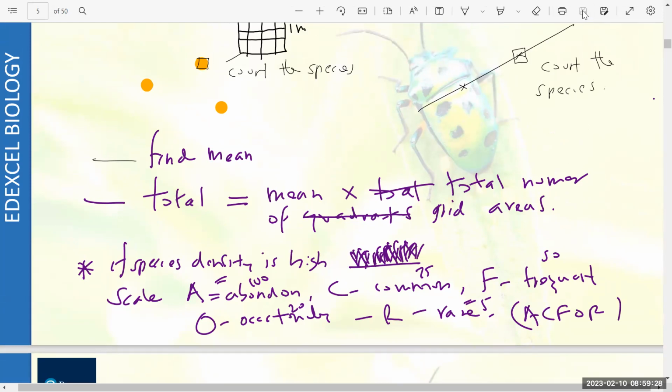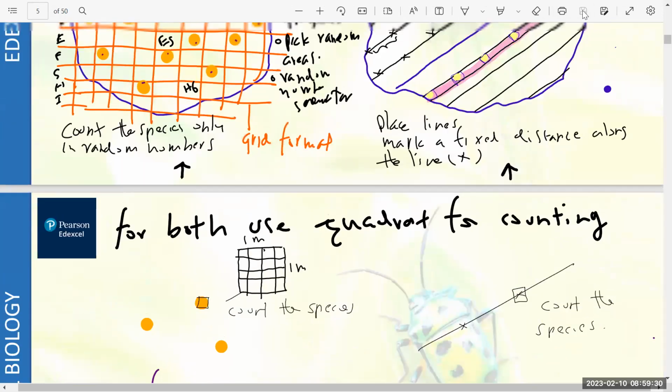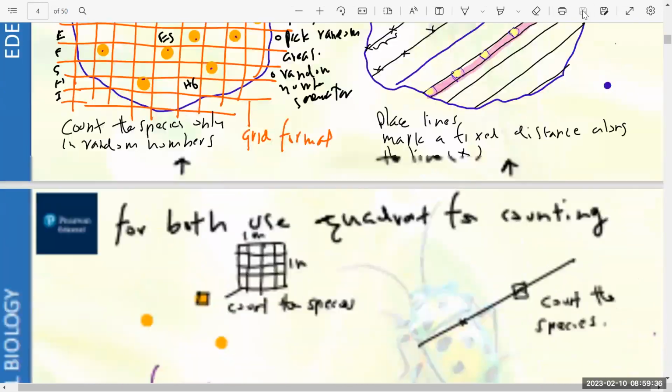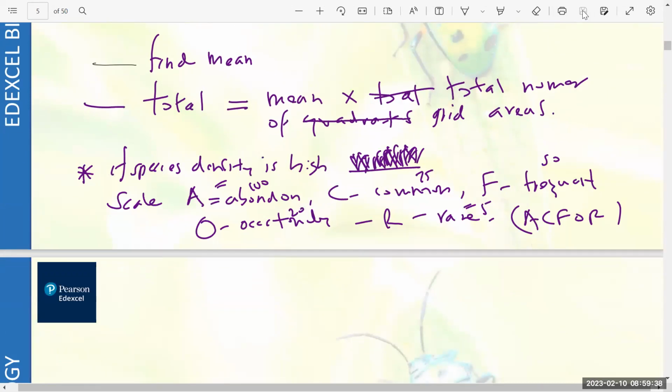Now, another thing we are going to learn here in the 11th practical. So we have done two practicals. Let's say we have completed two practicals.